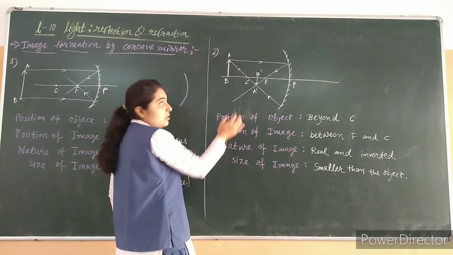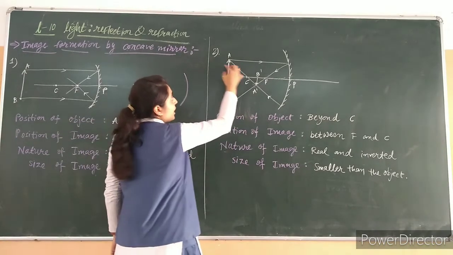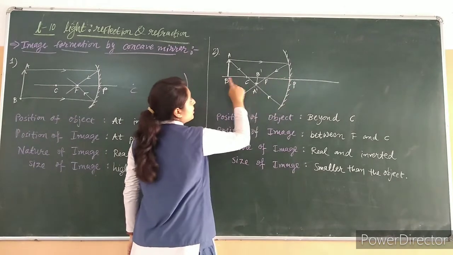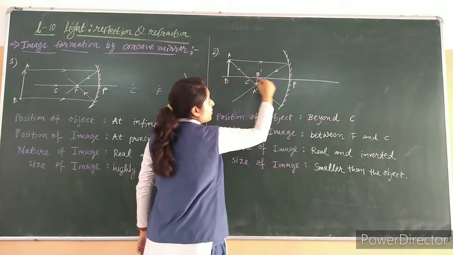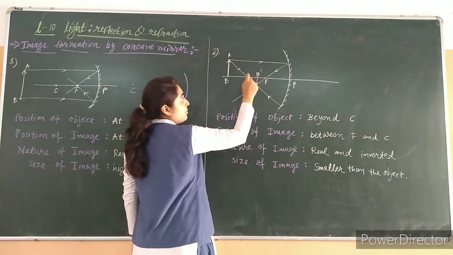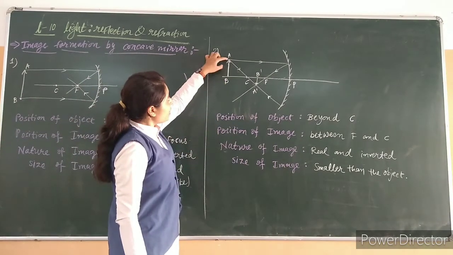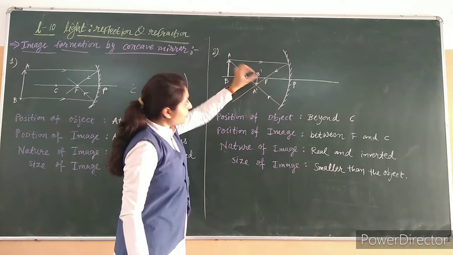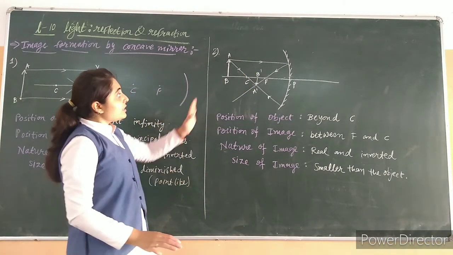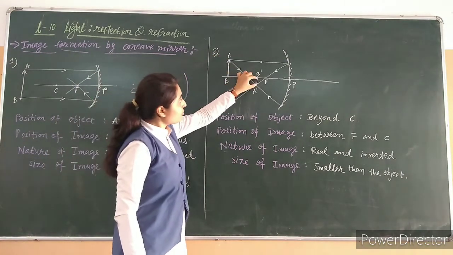Similarly, for all the points of the object, we can locate the position. For B, the ray passing through the principal axis comes back in the same direction. So the image of B will be here at B prime. In between A and B, all the points will have images between A prime and B prime. So if the object is beyond C, then the image will be formed here.